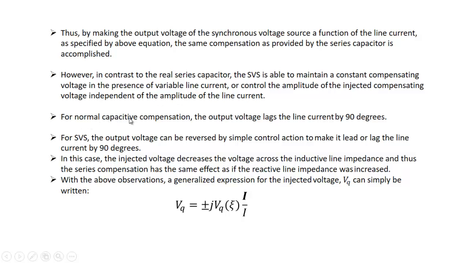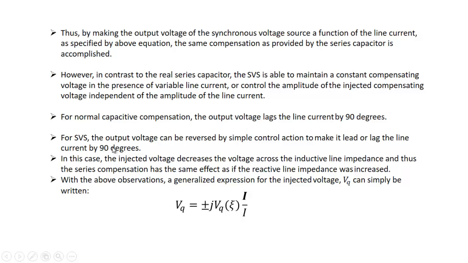For a normal capacitor compensation, the output voltage lags the line current by 90 degrees. I have just told you. For SVS, the output voltage can be reversed by a simple control action to make it lead or lag the line current by 90 degrees. That means if this voltage leads the current by 90 degrees, it will act as an inductor.